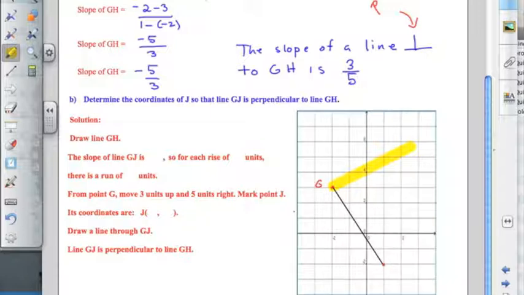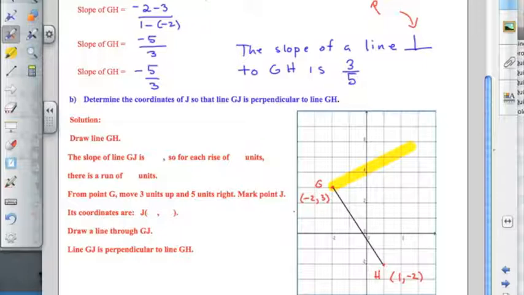So the first thing is to draw the line GH, which I've already done. You may want to stop the video and just draw that onto your paper. G is at negative 2, 3, and H is at 1, negative 2. So if you just want to stop for a minute and fill in that line, draw the line GH.